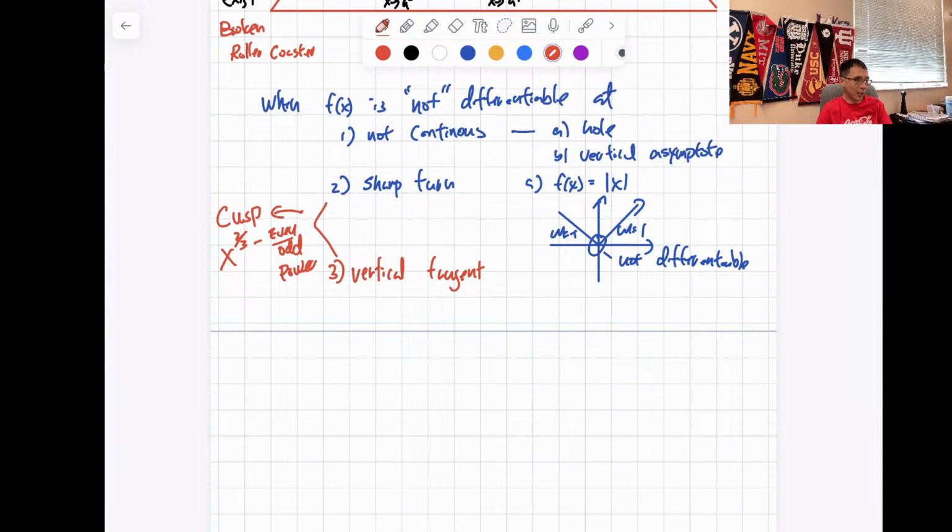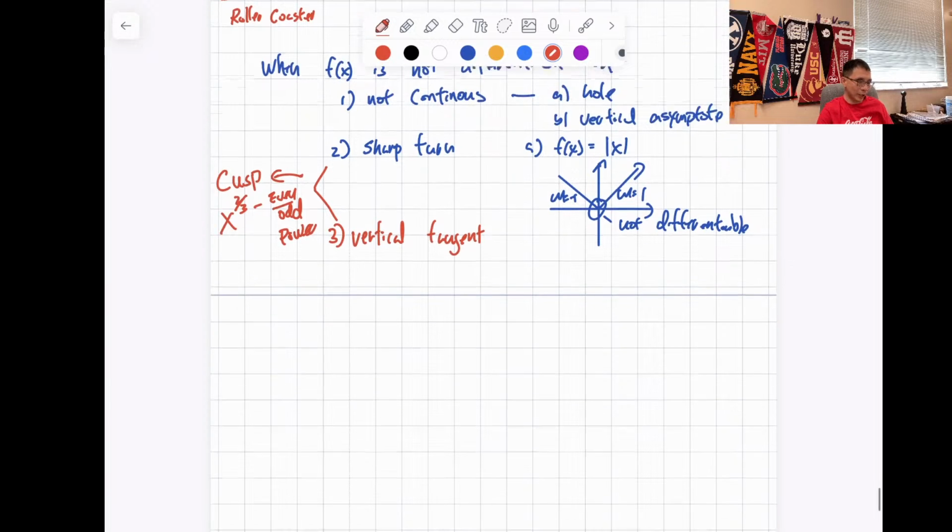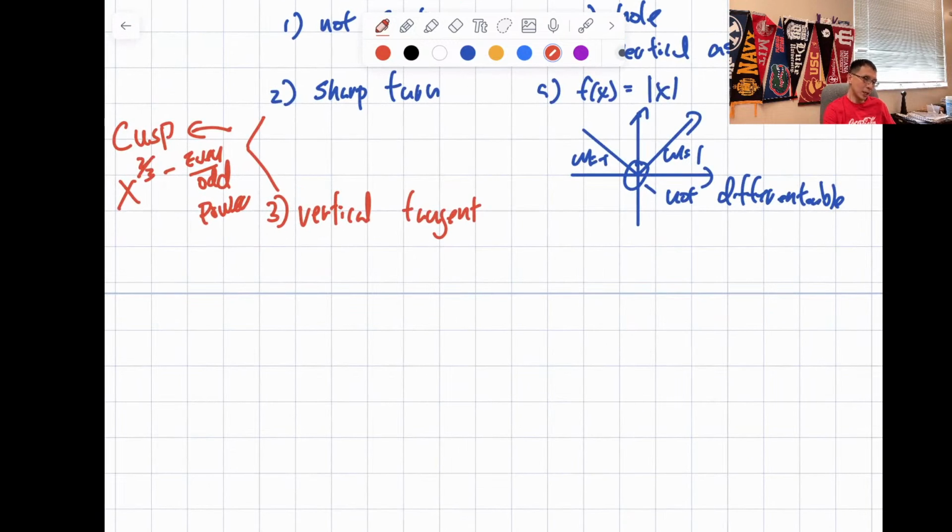How do you tell something's a vertical tangent? It's kind of hard to see, but I'm going to give an example instead, so that it's easier to see.